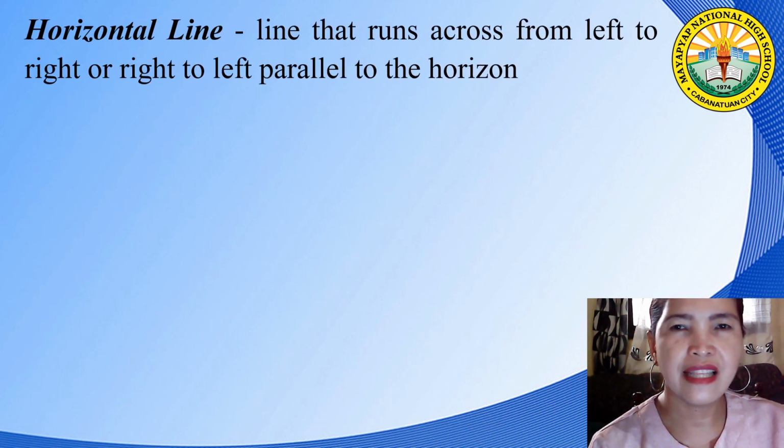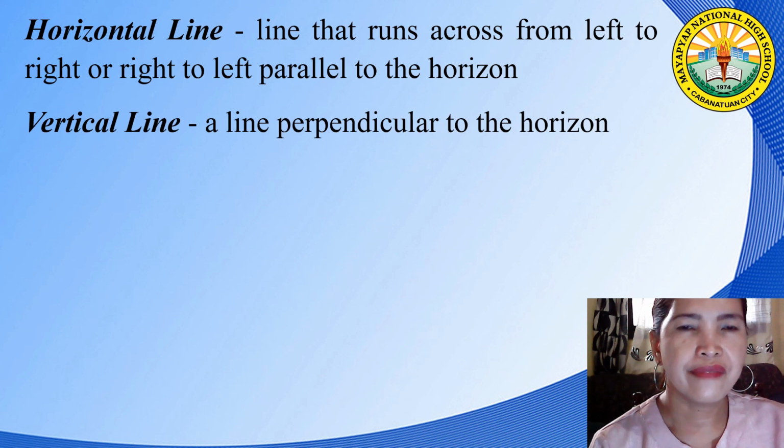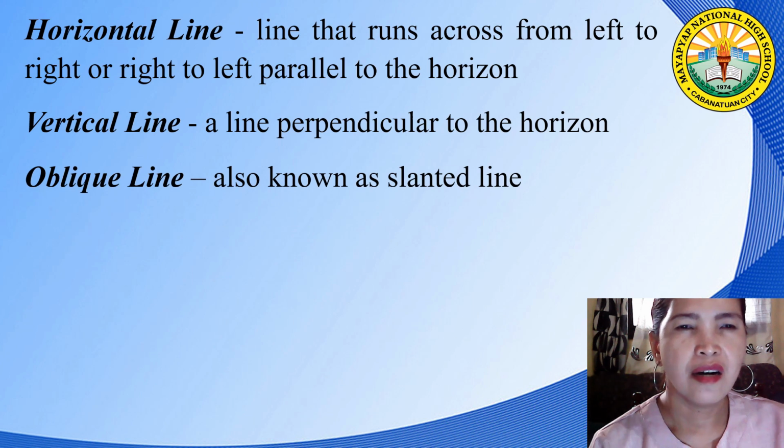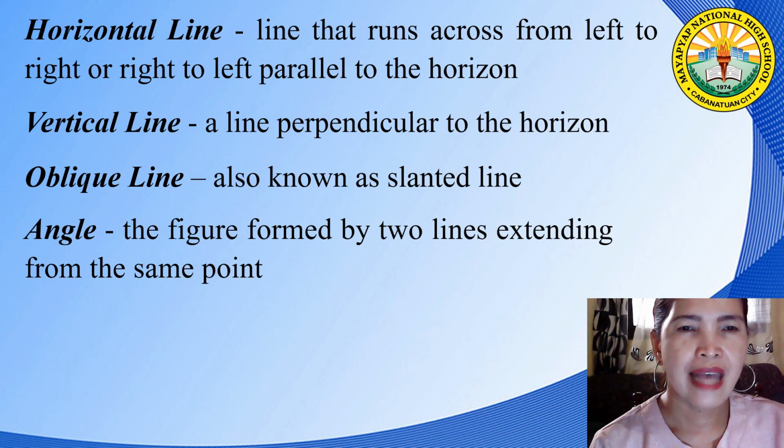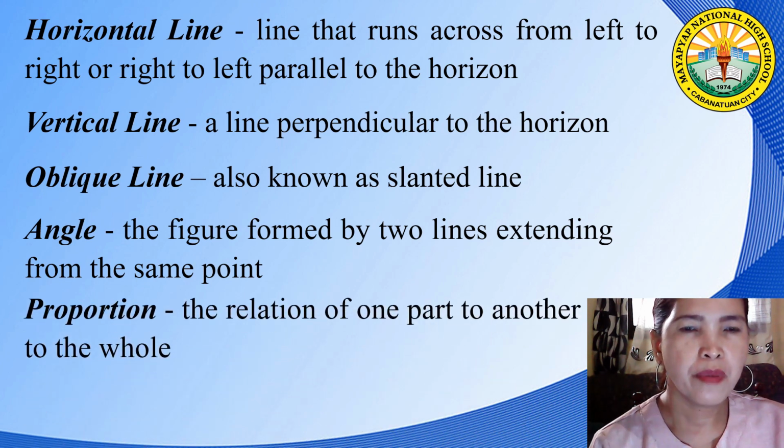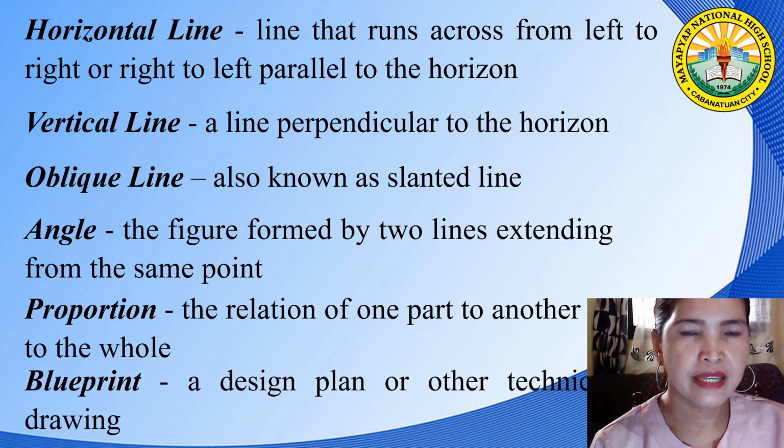Horizontal line. It is a line that runs across from left to right or right to left, parallel to the horizon. Vertical line. It is a line perpendicular to the horizon. Oblique line, also known as slanted line. Angle. The figure formed by two lines extending from the same point. Proportion. It is the relation of one part to another or to the whole. Blueprint. It is a design plan or other technical drawing.